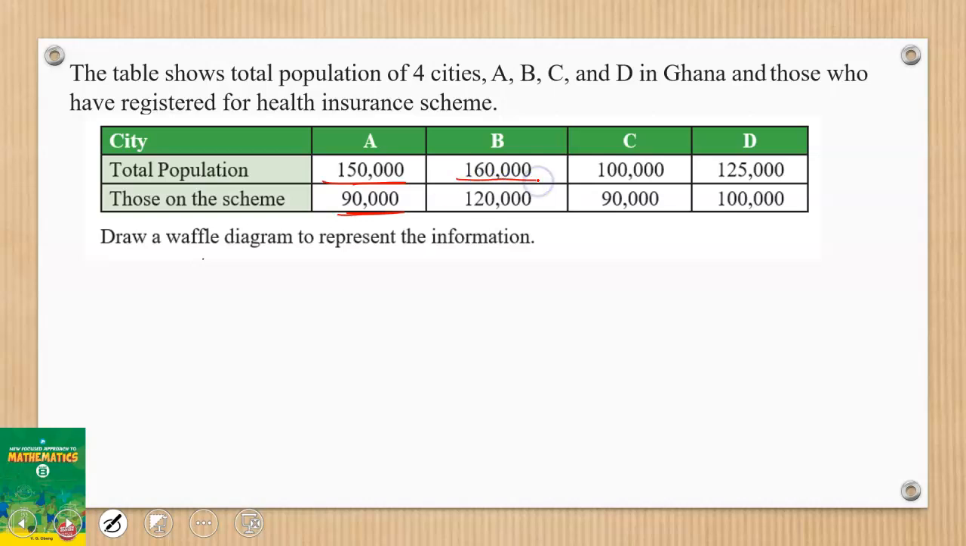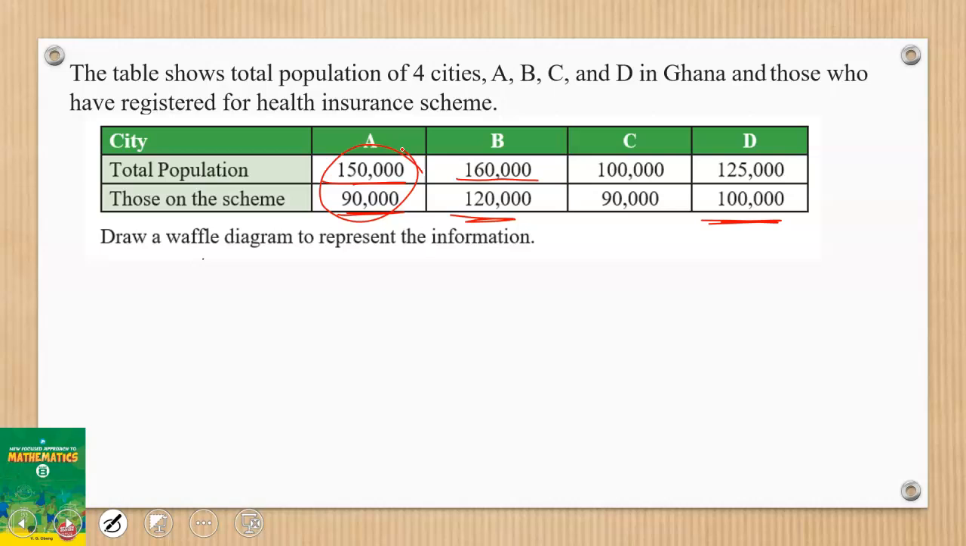City B, they are 160,000 in all. Only 120,000 have registered. City C and D have also been given. So the question is, which of the cities has the highest number of individuals who have registered for the health insurance scheme? If you don't take care, if you look at it directly, you might think 120,000 being the highest value here means they have the highest number. But you have to compare that to the total population. So what we do is find the percentage for city A.